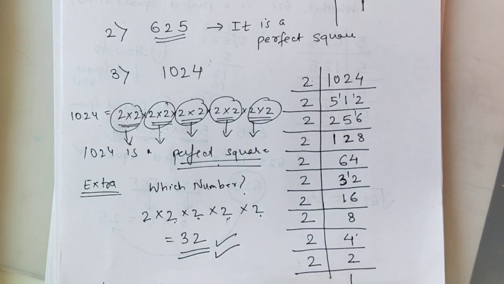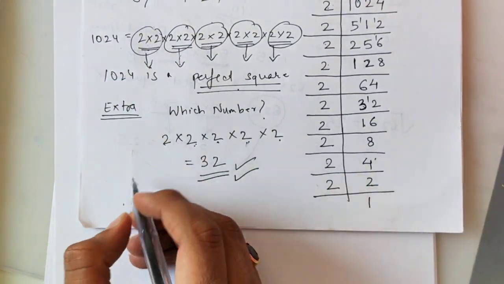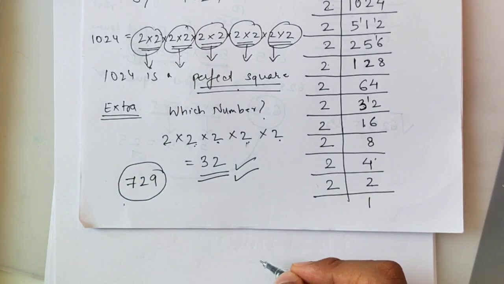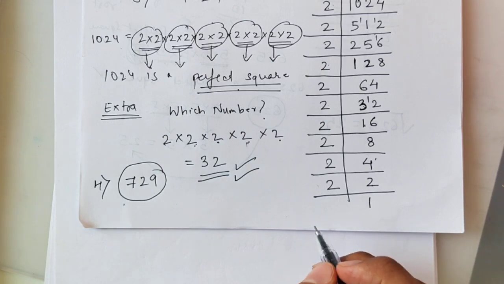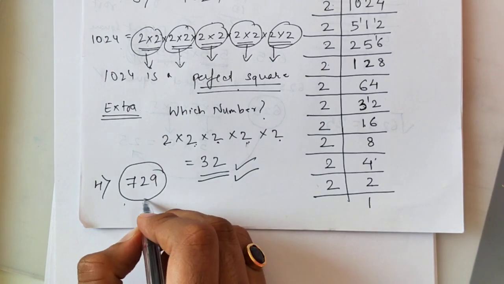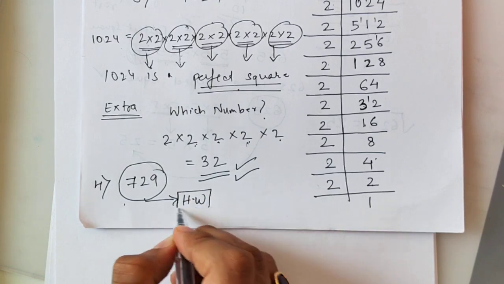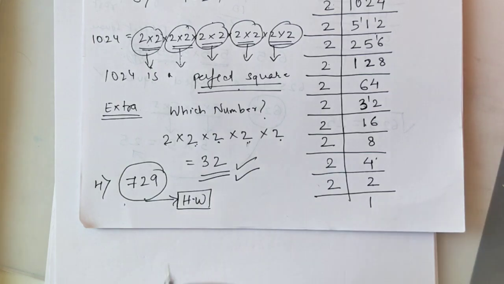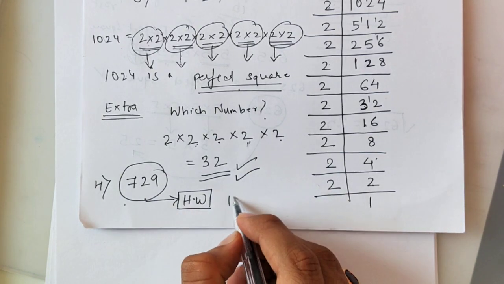Okay. The fourth question in question number 9, the fourth question, D, is 729. I want you to try this sum for homework. Okay, prime factorize 729 for me. Prime factorize 729, and I'll give you a hint also.